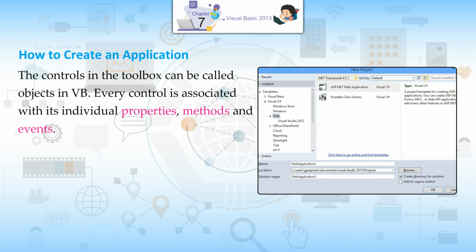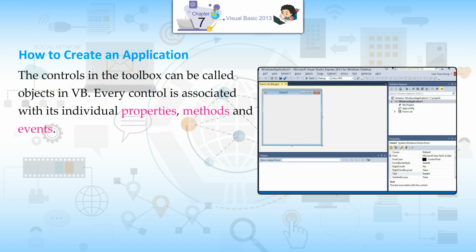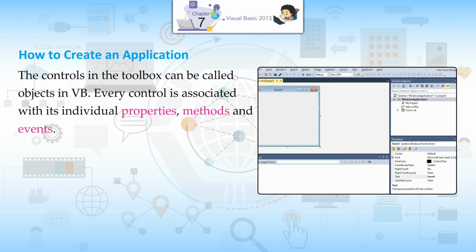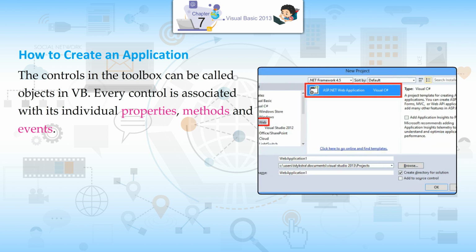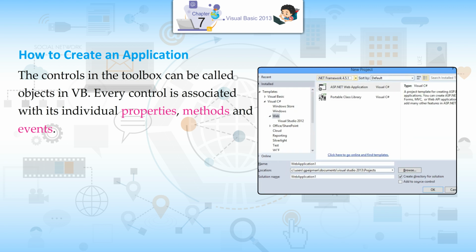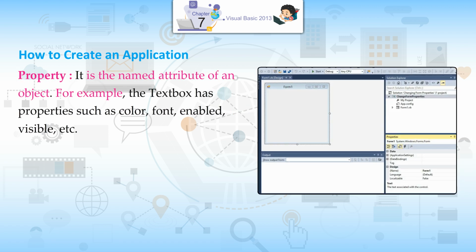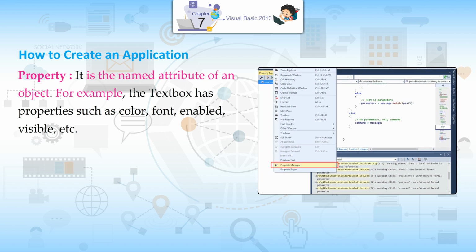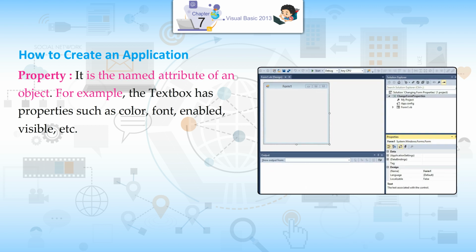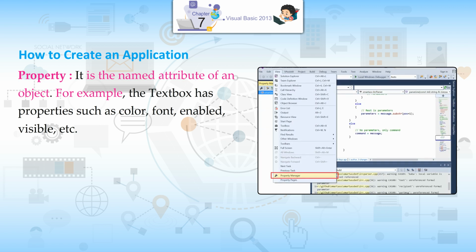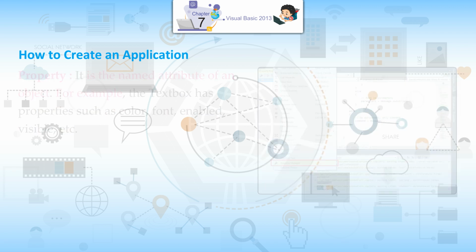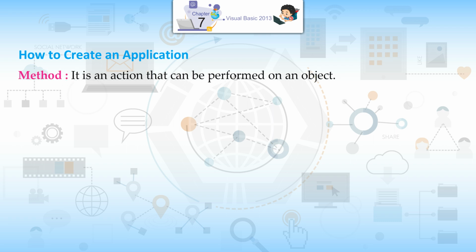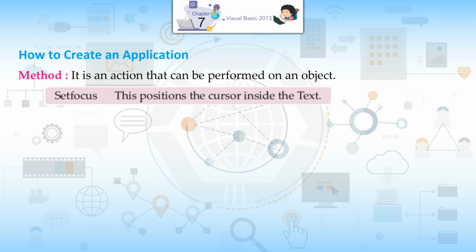The controls in the toolbox can be called objects in VB. Every control is associated with its individual properties, methods, and events. Property. It is the named attribute of an object. For example, the text box has properties such as color, font, enabled, visible, etc. Method. It is an action that can be performed on an object. SetFocus. This positions the cursor inside the text box.